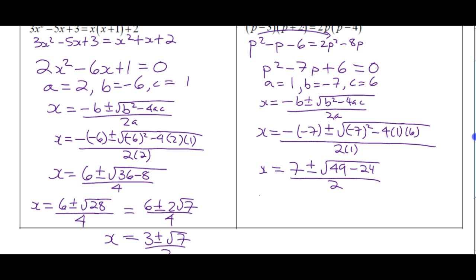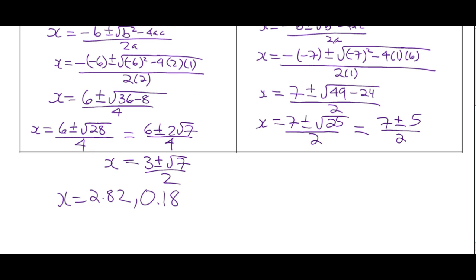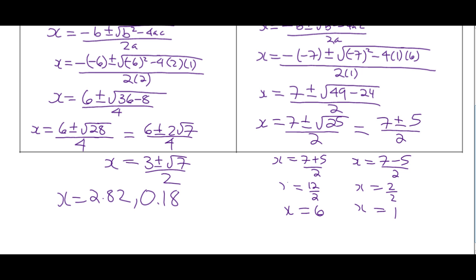So what's next? X equals 7 plus or minus root 25 over 2. Root of 25 is 5. So my two solutions, I got x equals 7 plus 5 over 2, which is 12 over 2, which is 6. And x is equal to 7 minus 5 over 2, which is 2 over 2, which is 1. Okay. Those are exact values, right?